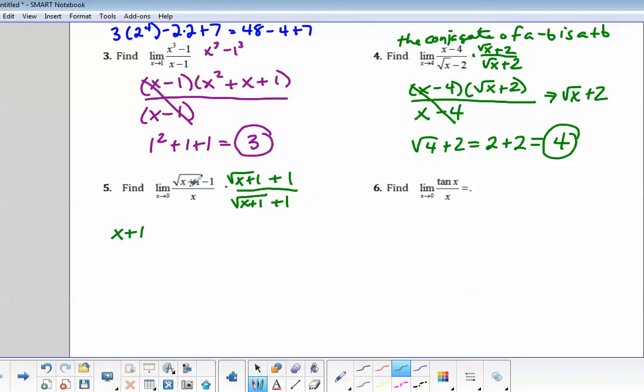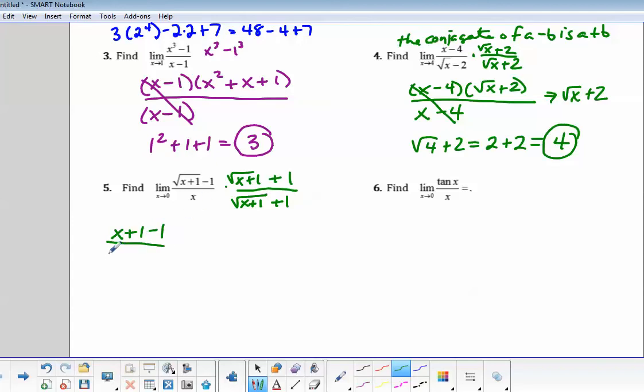And then square root of x plus 1 times 1 is square root of x plus 1. And I also have square root of x plus 1 times negative 1, which gives me the negative value. So those two cancel out. That always happens when you multiply by the conjugate. So my last term is negative 1 times positive 1, and that gives me negative 1.